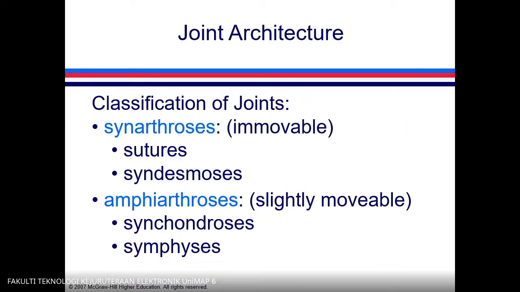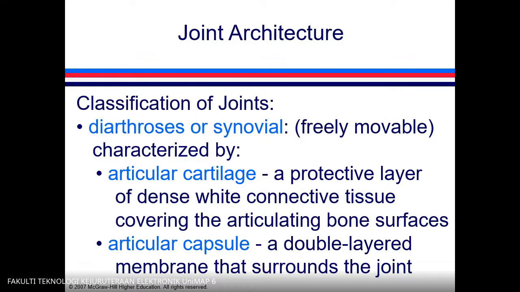So there are 3 types of joint. First is immovable joint, in scientific terms synarthrosis. The second type is slightly movable joint, amphiarthrosis, and the last one is freely movable joint, or diarthrosis or synovial joint. When we talk about synovial joint, we always discuss articular cartilage. What is articular cartilage? It is a protective layer of white connective tissue covering the bone surface. At our knee joint also, we have the protective white tissue that covers the bone. We call it articular cartilage.